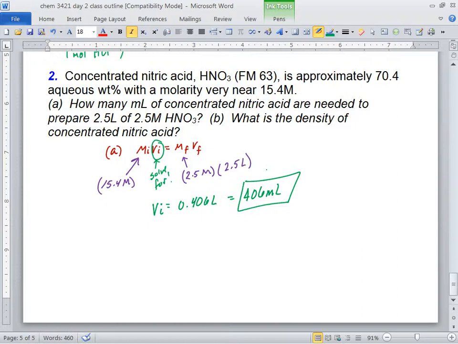So hopefully you got about 406 milliliters for part A, right? I've just done this a lot, but when I'm going from liters to milliliters, if you're not comfortable with just moving the decimal place over 3 places to make it bigger, then just do this a few times, and after a while you get used to it. A liter is always 1,000 milliliters.